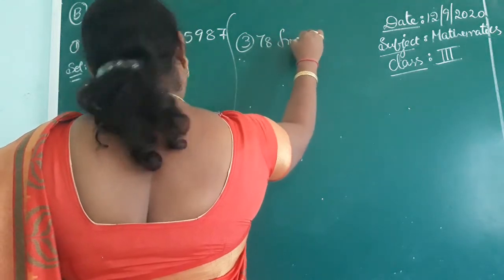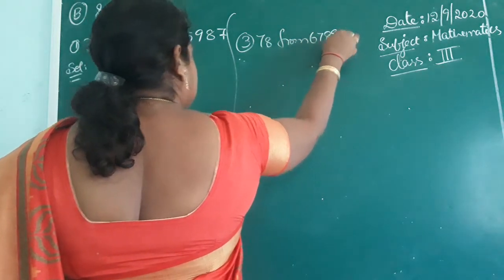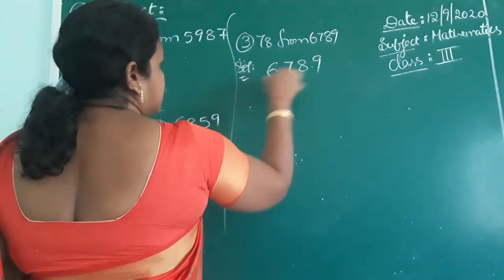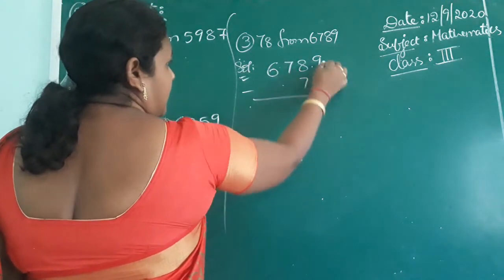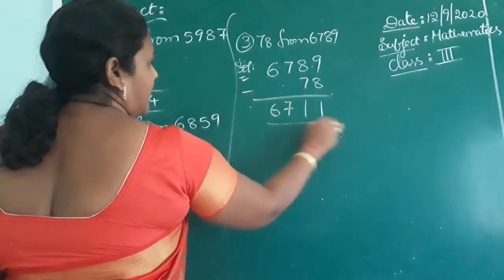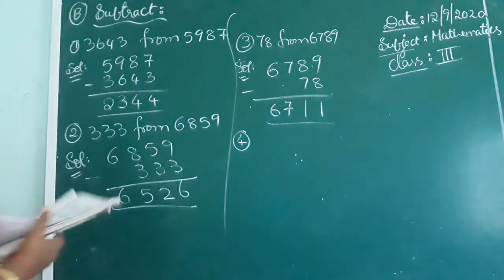78 from 6789. So 6789 minus 78. 9 minus 8 is 1, 8 minus 7 is 1, and 7 stays 6. Equally hard. See the fourth one, children.